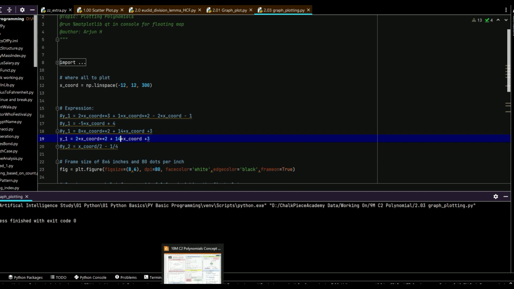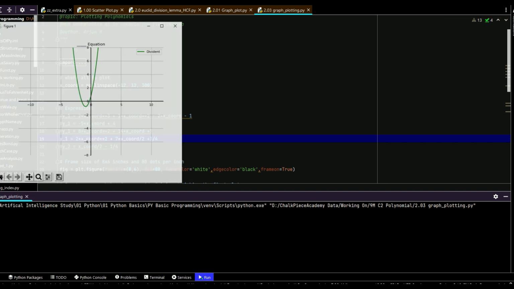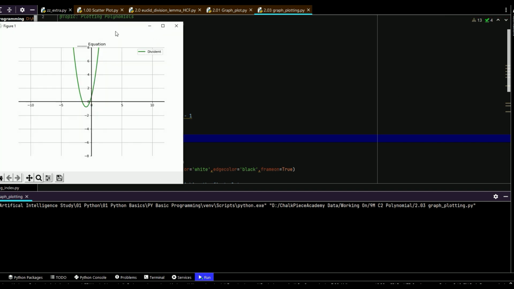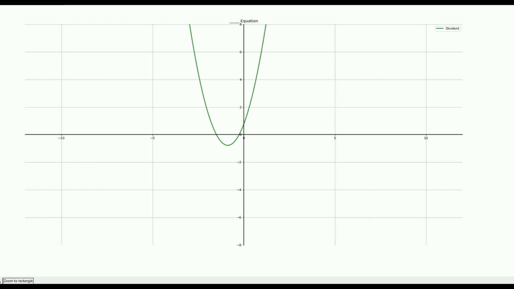This would be what? How did I get 17 over there? 7x by 2. Okay, that's how. 7x divided by 2, and this is 3 by 4, right? So we should be getting the same zeros, right? Yes, it's the same graph. Agree? Let me zoom in to show you guys the zeros.